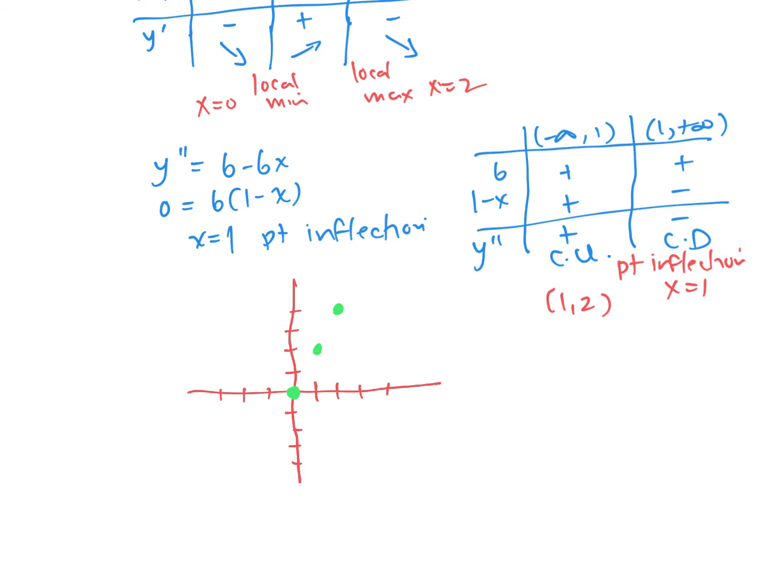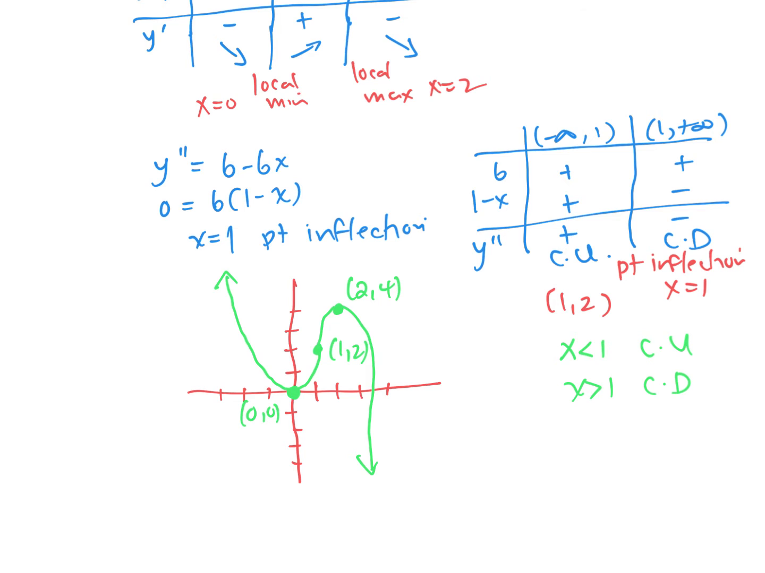And then I know when x is less than 1, it's concave up, and when x is greater than 1, it's going to be concave down. So it's going to be concave up to here. (0, 0) is a turning point. Concave up to here. Then the concavity changes, concave down. So the points I put on here were my local max at (2, 4), my local min at (0, 0), and I have a point of inflection at (1, 2) where the concavity changes.